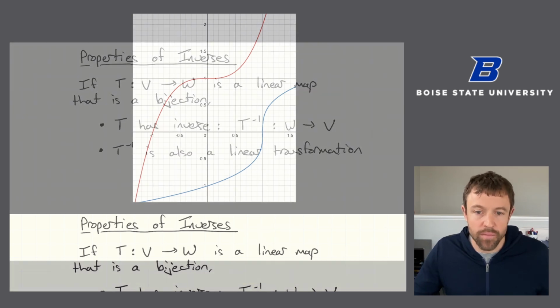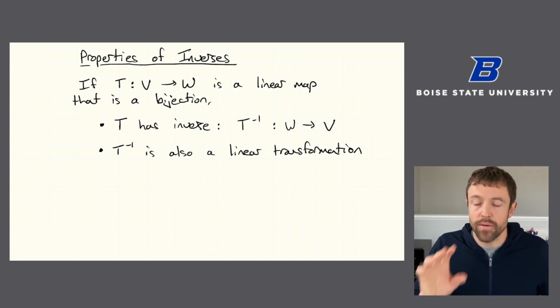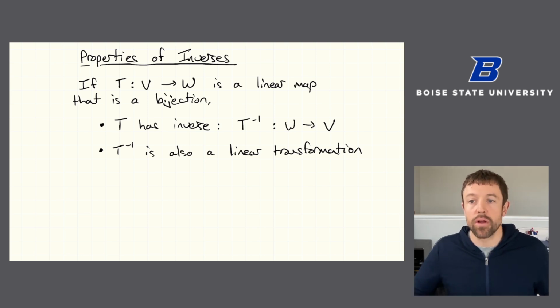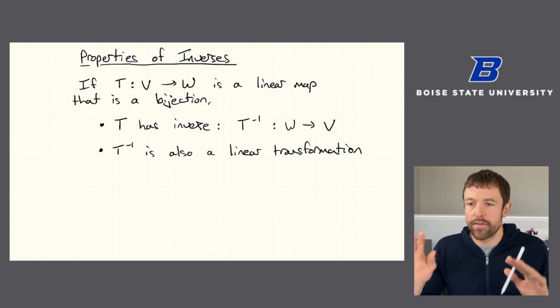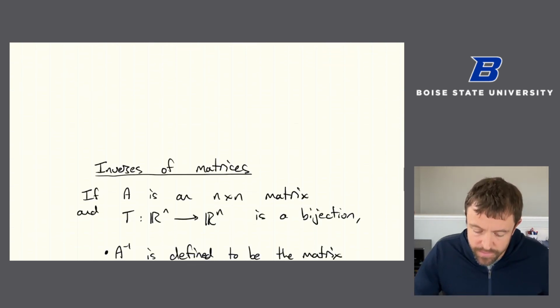That's not something that we can assume is going to be true, but in the case of linear transformations, that is the case. If you have a linear transformation that's a bijection, its inverse will also be a linear transformation. All right, so this is still kind of abstract land, right? Arbitrary vector spaces. So let's take this into the context of matrices.